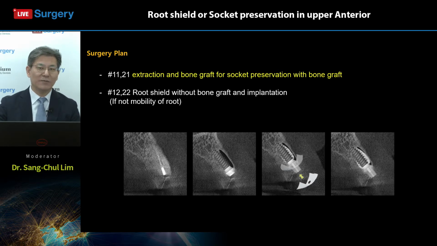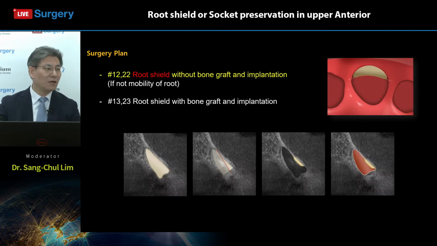At this time, Dr. Chung will show us the socket shield technique. About the socket shield technique, as you know, a remnant of the intact tooth fragment should remain on the labial bone plate area. And then the remaining space can be replaced with the implant or just bone grafting for the socket preservation.